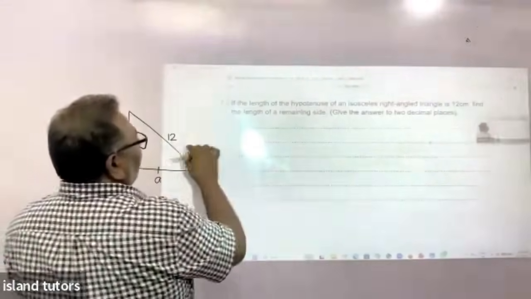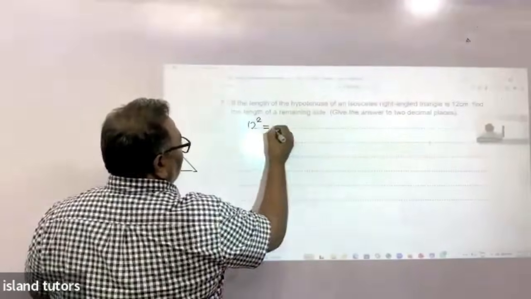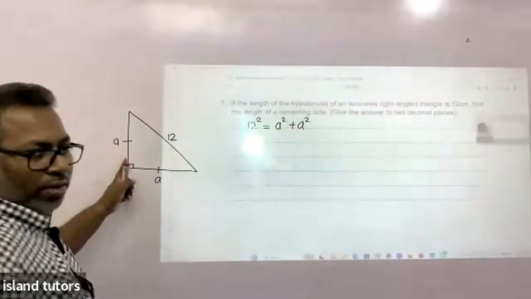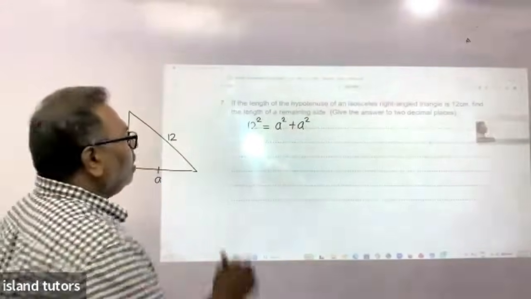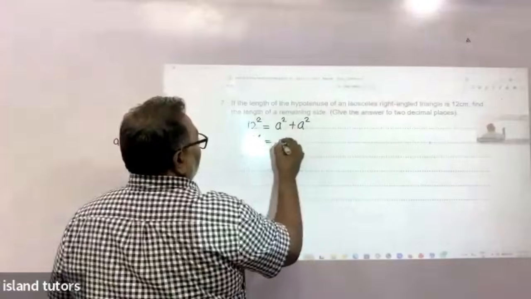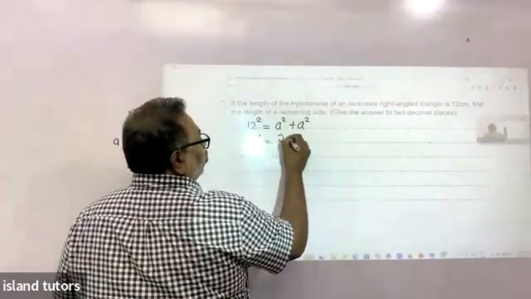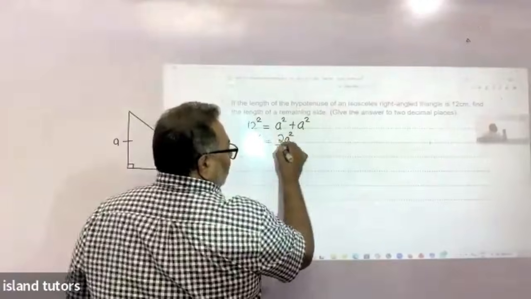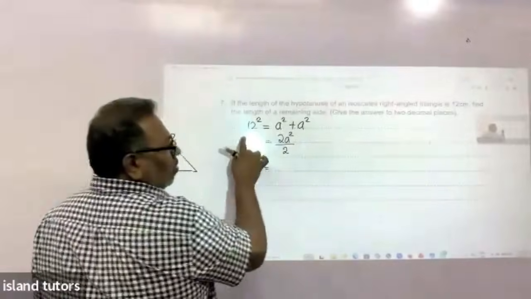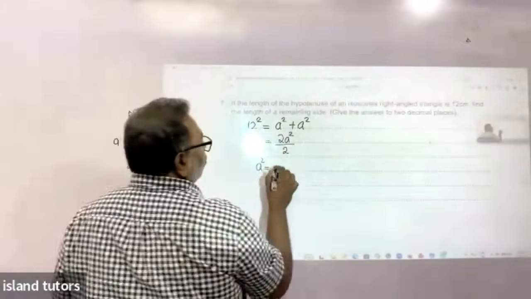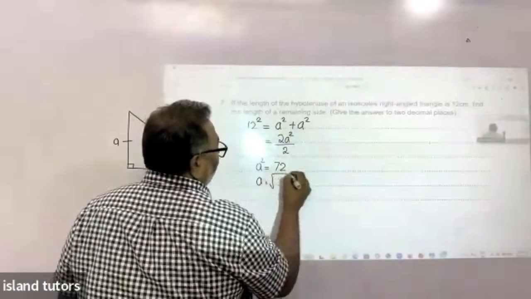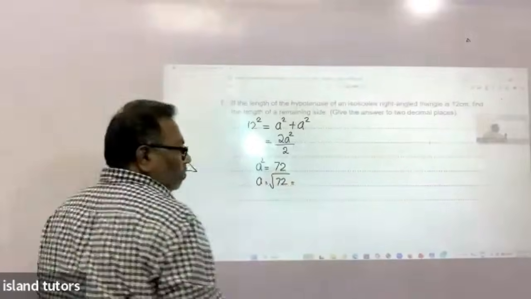Let's find that. So 12 squared, Pythagoras, is equal to A squared plus A squared. A squared plus A squared is equal to 12 squared. 12 squared is 144, equal to A squared plus A squared, which is 2A squared. Divide by 2, divide by 2. A squared is equal to 144 divided by 2, which is 72. A therefore is square root of 72.